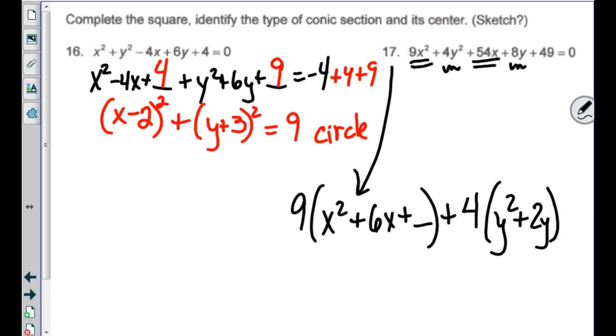Oh, man, I have no room. I wrote too big. Oh, my goodness, what did I just do?